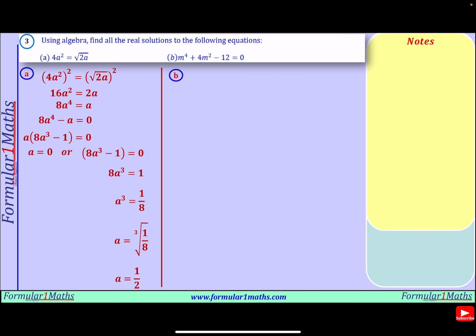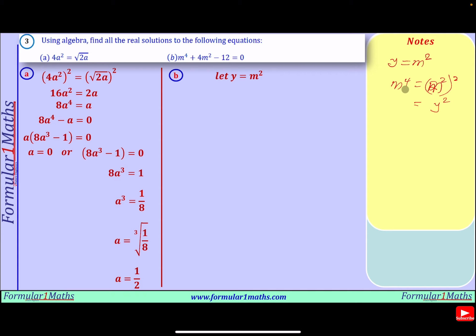For B, we will say let y equals m squared. Then this whole equation can be written simply in terms of y, because we are saying that y is equal to m squared. Therefore, m to the power 4, which is the same as m squared, all of that squared, will be y squared.